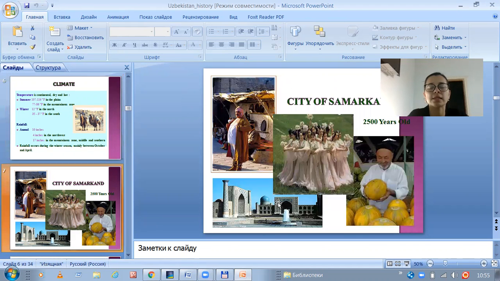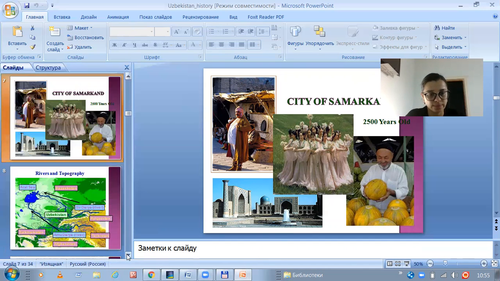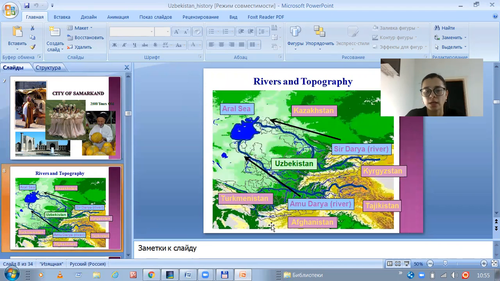And Samarkand is one of the historical places of Uzbekistan, where we can obviously see our national identities, such as clothes, their handicrafts, their jewelry, their historical monuments, Registan Square, and fruit and vegetables and cuisine. Next, rivers and topography. Aral Sea is situated between Uzbekistan and Kazakhstan. Uzbekistan is bordered with Kazakhstan, Kyrgyzstan, Tajikistan, Afghanistan, and Turkmenistan.